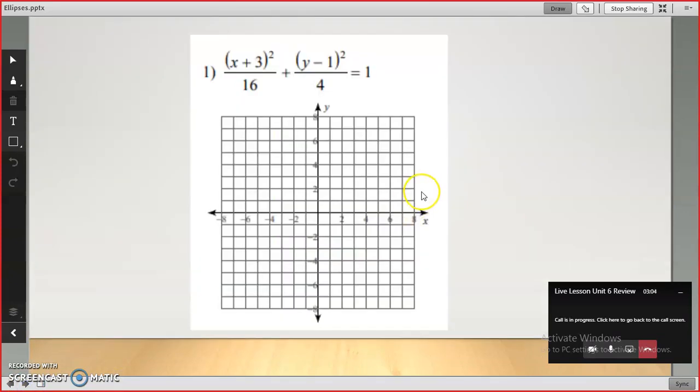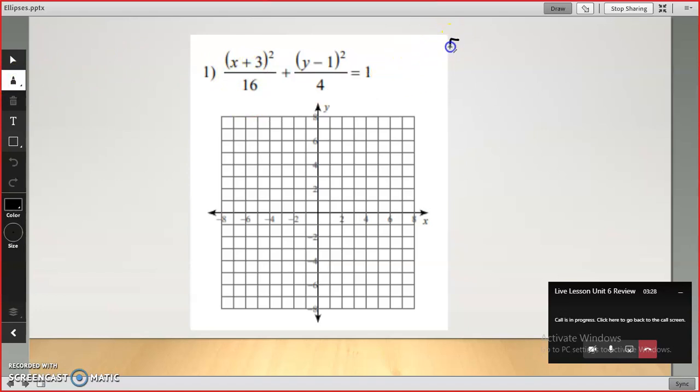All right, so here's my first one. I have x plus 3 squared divided by 16 plus y minus 1 squared divided by 4 equals 1. And I can quickly and easily see that this is horizontal. And why is it horizontal? Because the larger value is under my x. So let's go ahead and map out what we have.